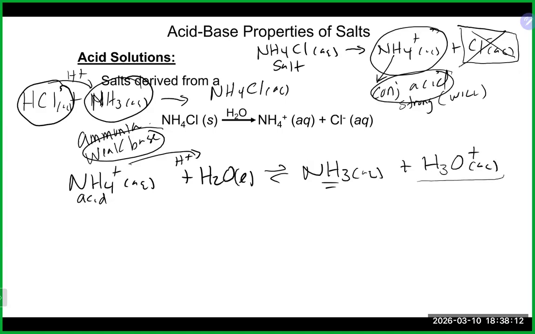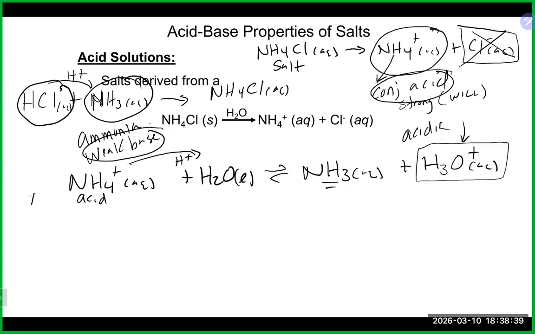And once again, without having to do any calculation, would you expect this solution to be acidic, basic, or neutral? This solution should be acidic because you have H3O plus being formed. So in this case, the salt will produce H3O plus. It will make that solution acidic because the H3O plus is being produced in this case.